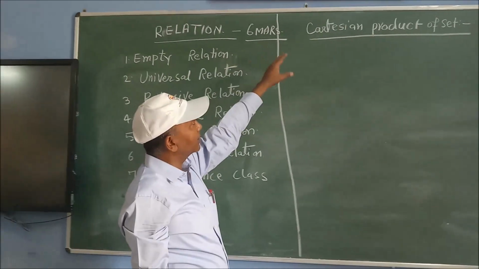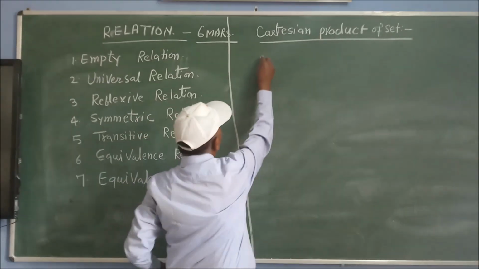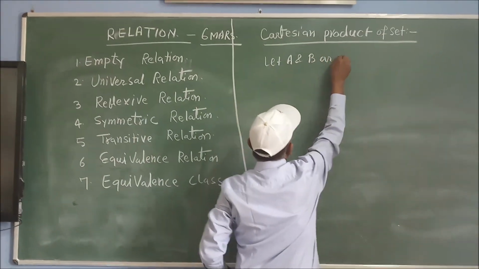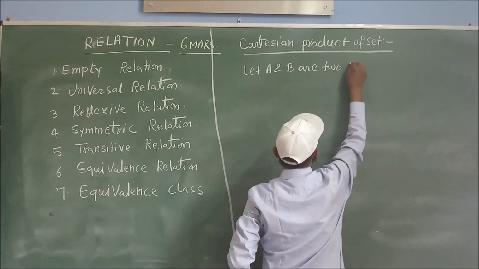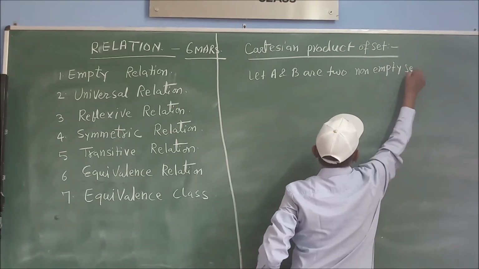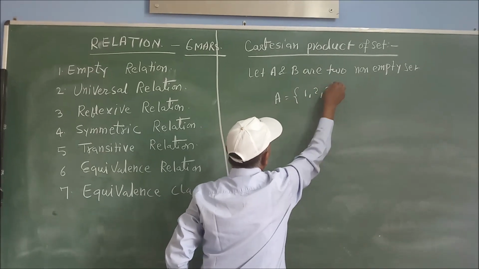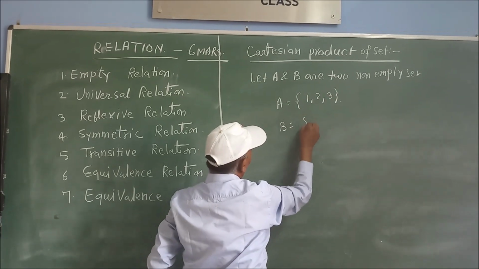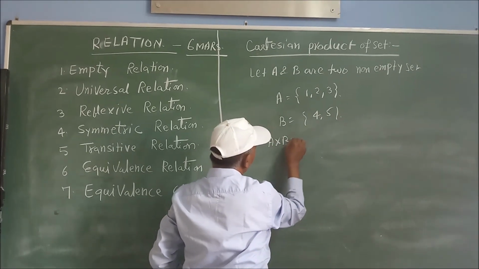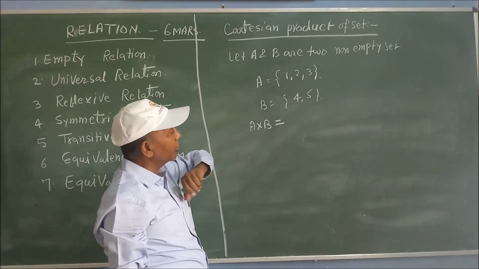So come first to class 11. In class 11, you read about Cartesian product of sets. Suppose A and B are two non-empty sets. Elements of A are 1, 2, 3, and elements of B are 4, 5. Can we calculate A cross B? What is the meaning of A cross B? A cross B means each element of A is associated with B.